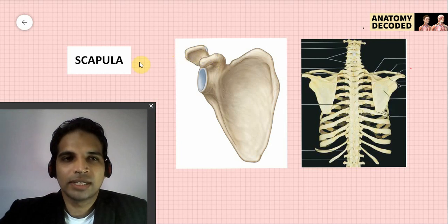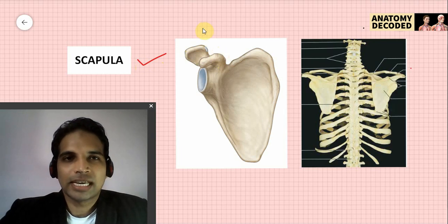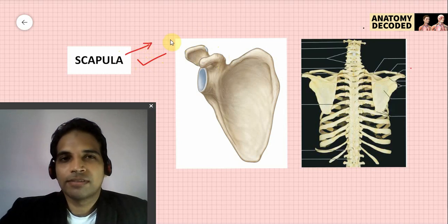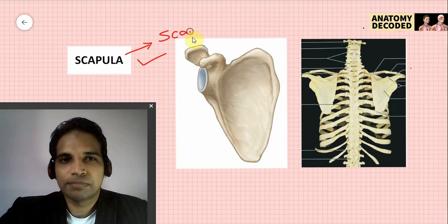In this session, we'll be learning about the bone which is scapula. In the previous session, I had covered the bone which was clavicle. In this session, I'll be covering the scapula. What is the meaning of the word scapula? I had covered meanings of all the bones in a video. If you have seen that, then you'll be able to answer this. Meaning of the word scapula is scapus, which means body.